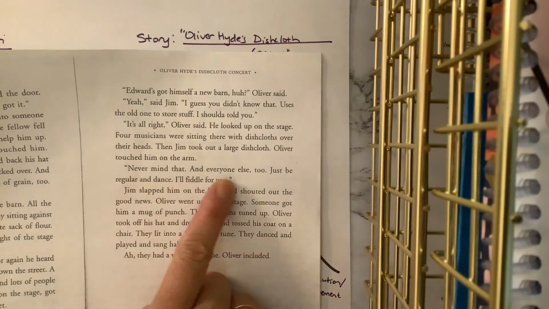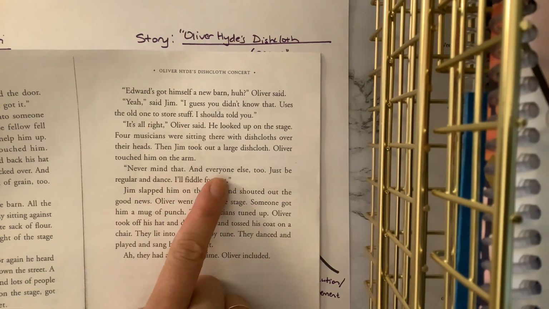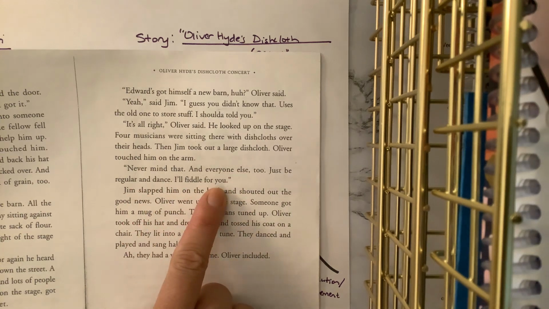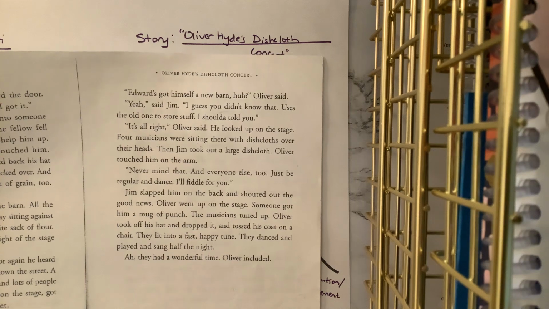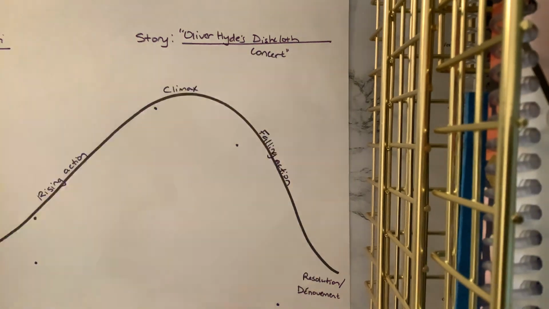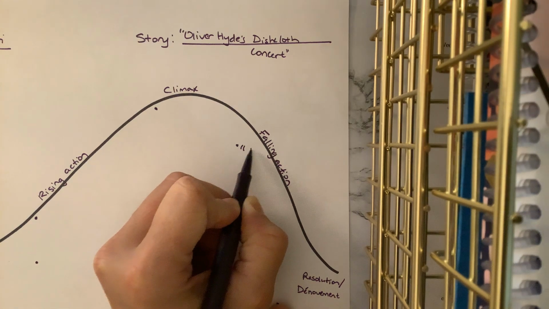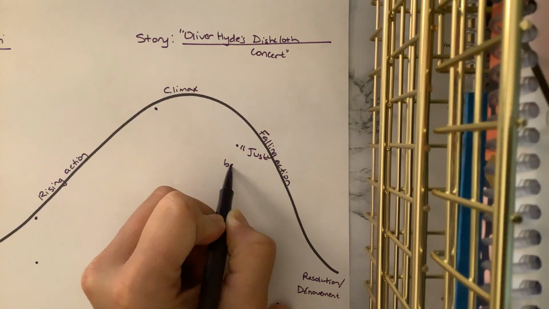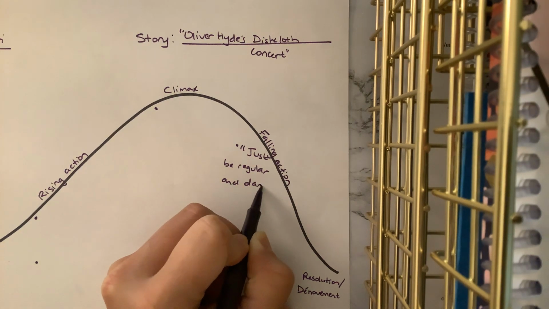This is that moment when we know for certain, right? He tells everyone, "Never mind that, and everyone else too. Just be regular and dance. I'll fiddle for you." So those quotes, you could have had the whole thing or maybe a part of that, would be great quotes when we see that he actually is welcoming them in. So I'm going to write down, "just be regular and dance."